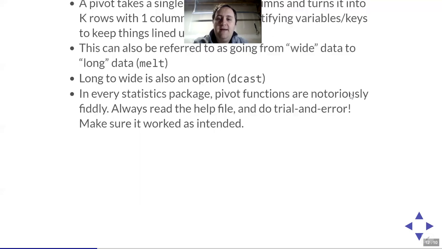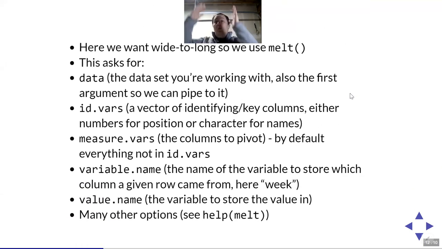So let's do a pivot on that billboard data. We want wide to long, right? We have one column per week and we want one row per week, per song. So we're going to use melt. You can sort of imagine it as being like a big old thing that melts down to a narrow thing, but then why couldn't you just melt the other direction? I don't know. Anyway, what do we need in our melt function?